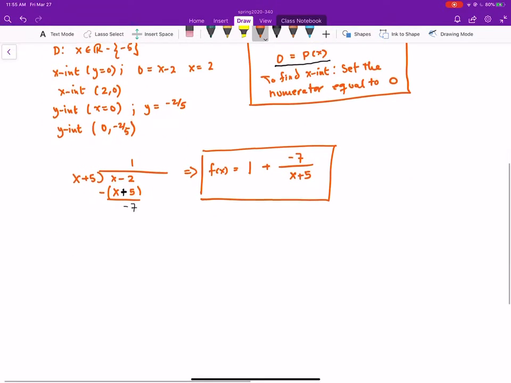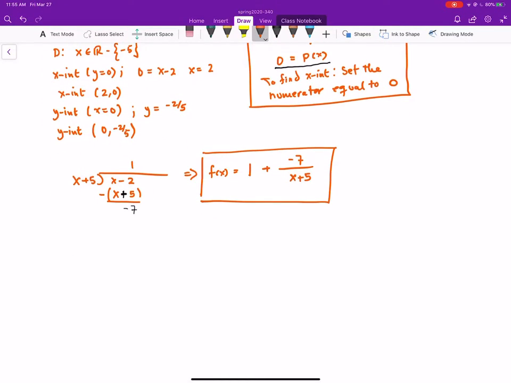So let's look at the transformation that happened over here. If we let g of x be 1 over x, then what happened was this was stretched by 7. So I get 7 over x, and then it was reflected about the x-axis. So I get negative 7 over x.